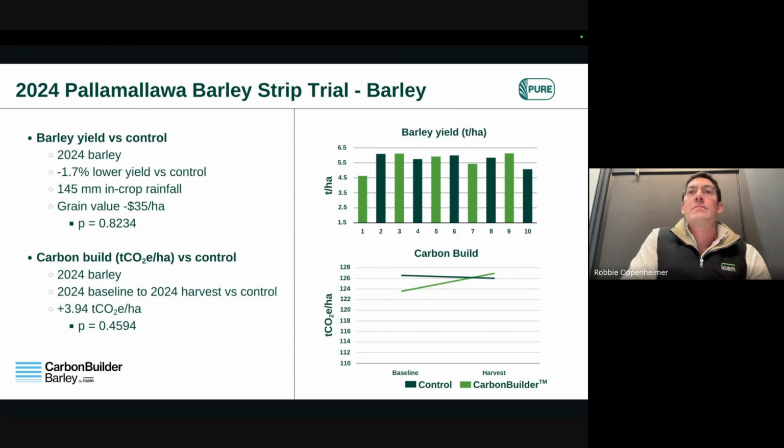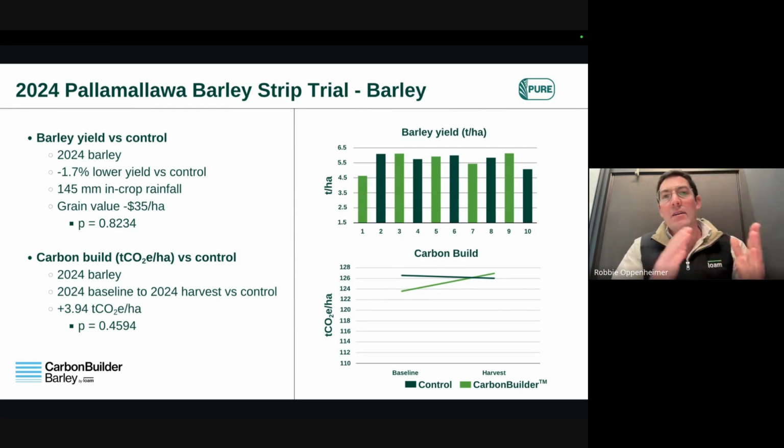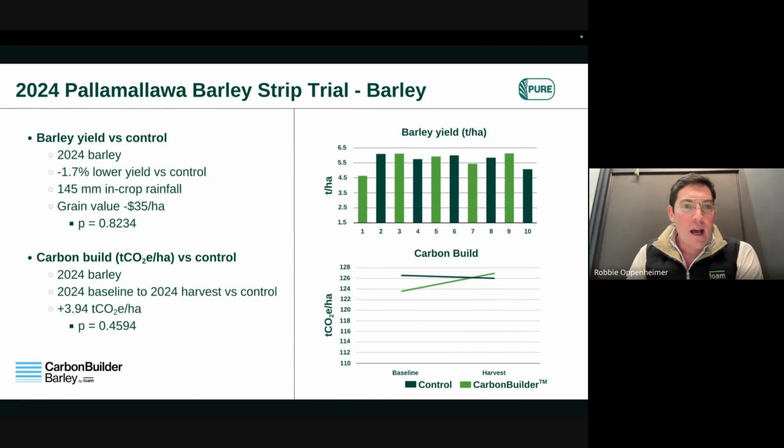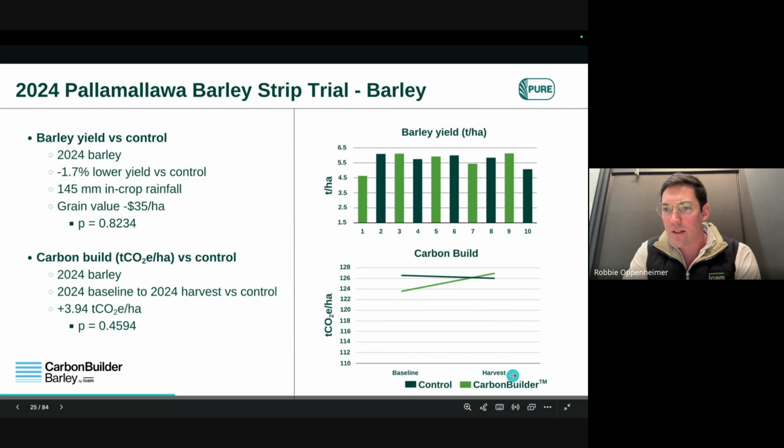At the same trial farm, there was another trial running in 2024 with barley. In this case, no significant effect on yield, but an increase of 3.9 tons of carbon dioxide equivalents per hectare. So in this location, the uninoculated control was decreasing in carbon over this period. The CarbonBuilder treated strips increased.